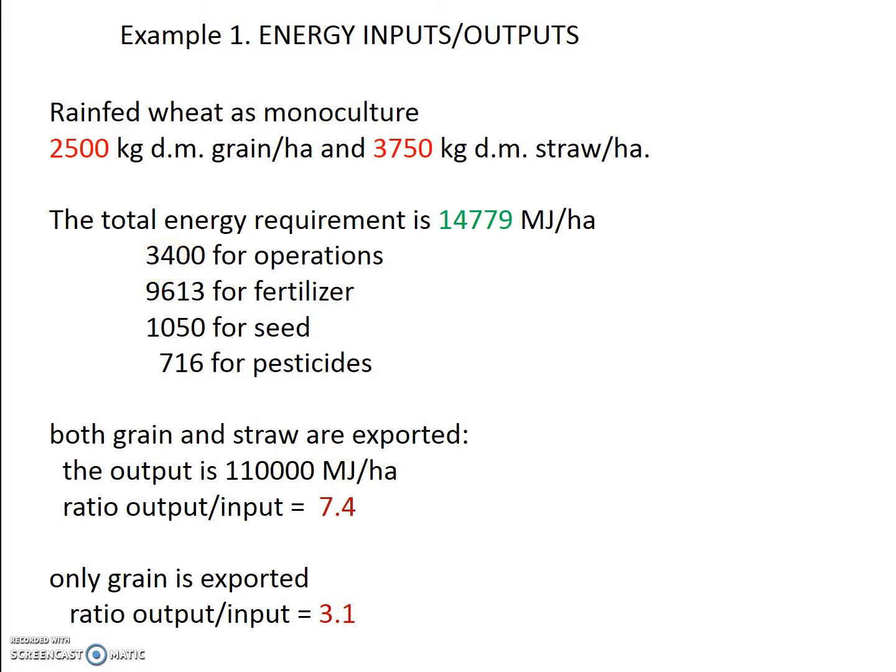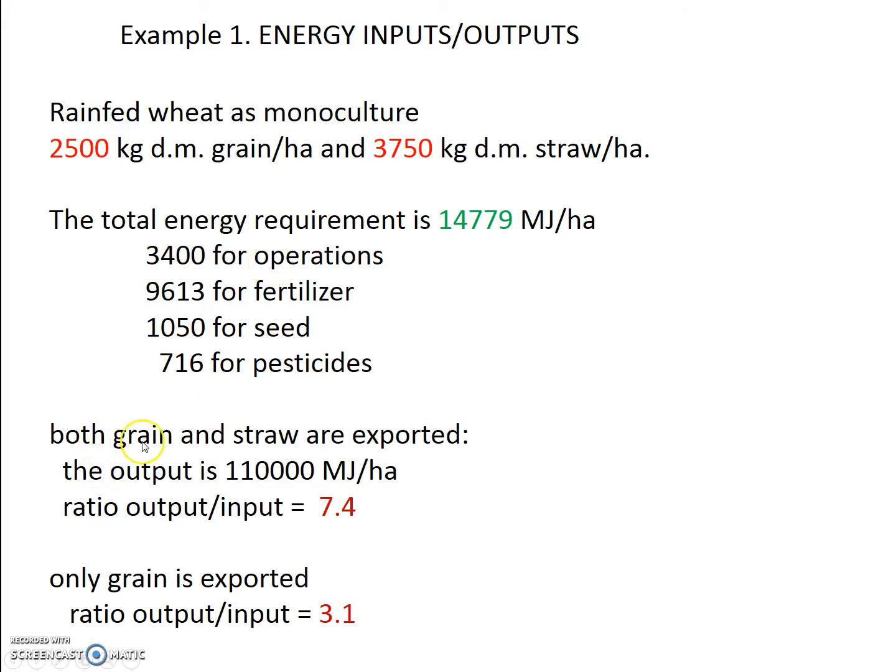3,400 megajoules per hectare for operations, 9,600 for fertilizers, more than 1,000 for seeds, and more than 700 for pesticides. The most important component in this case is the fertilizer.